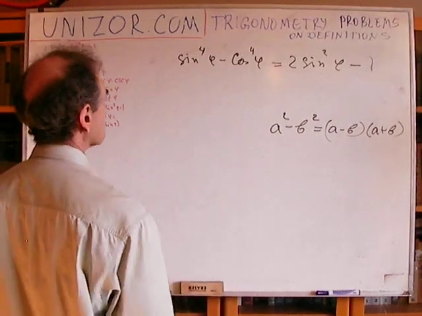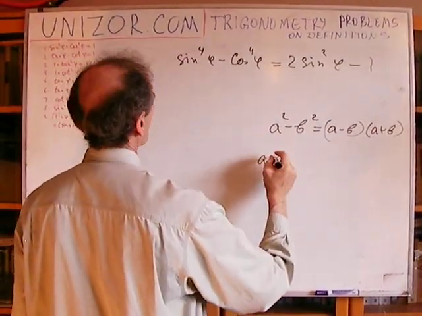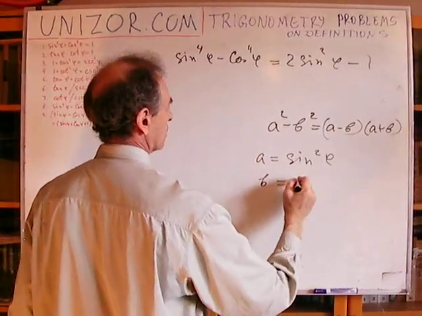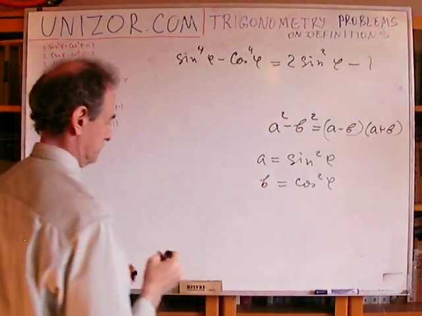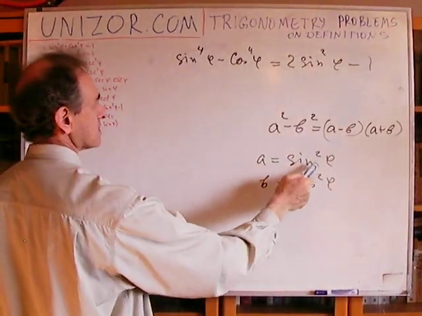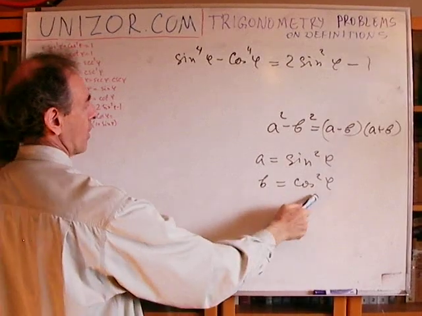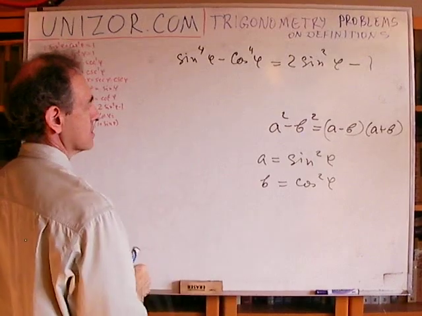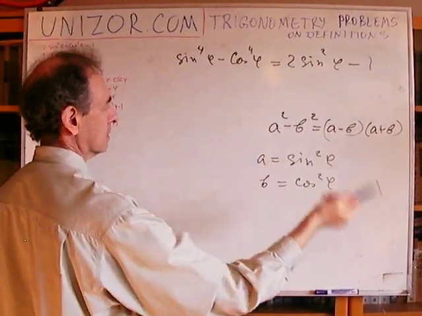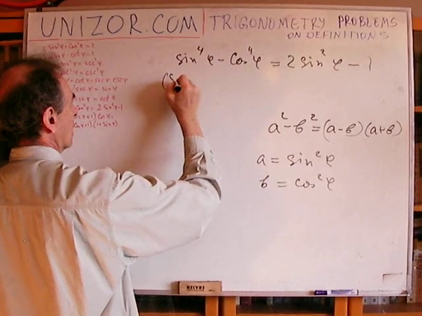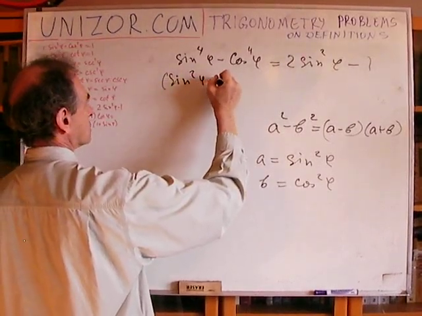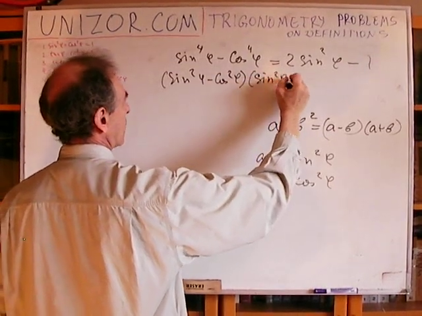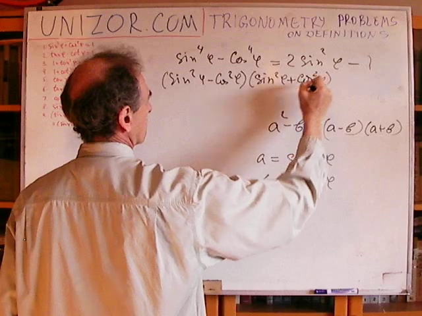Now, using this, I will substitute A equals sine squared and B equals cosine squared. So A squared is sine to the fourth, right? And B squared is cosine to the fourth. So I can say that this difference is equal to A minus B times A plus B, which is sine square phi minus cosine square phi times sine square phi plus cosine square phi. That's the left part.